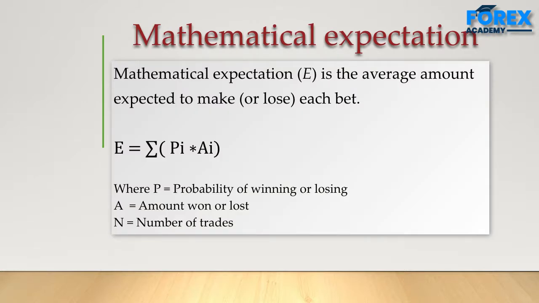Mathematical expectation, E, is the average amount expected to make, or lose, each bet. Therefore, E is the sum of each trade gain or loss multiplied by its probability of occurrence. On a trading system with multiple trade results, this may be approached by separating gains and losses. Take the mean gain and mean loss, and multiply the mean gain by the probability of gainers, and the mean loss by the probability of losing, which is 1 minus the probability of gainers.